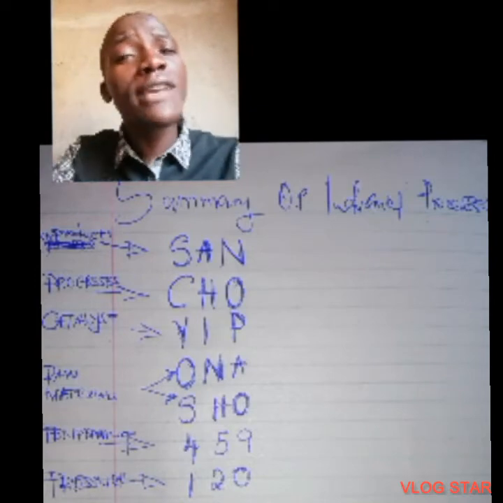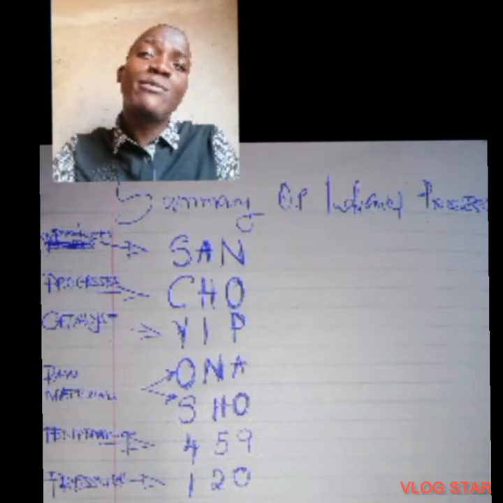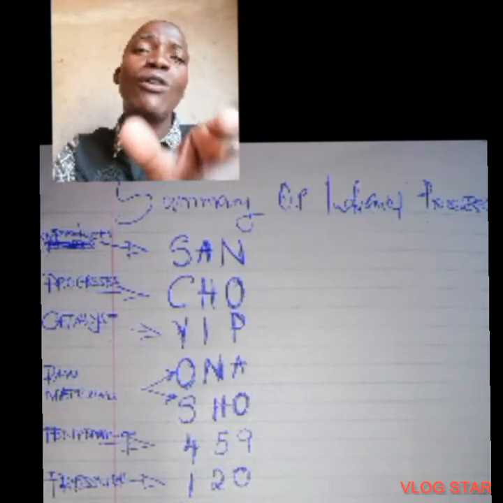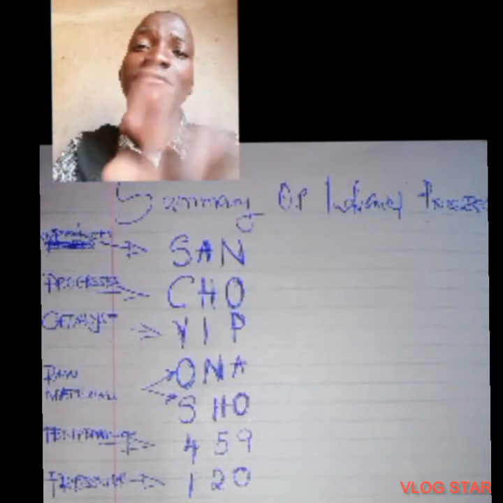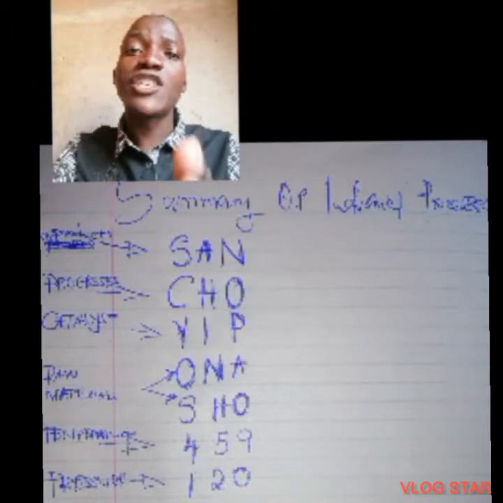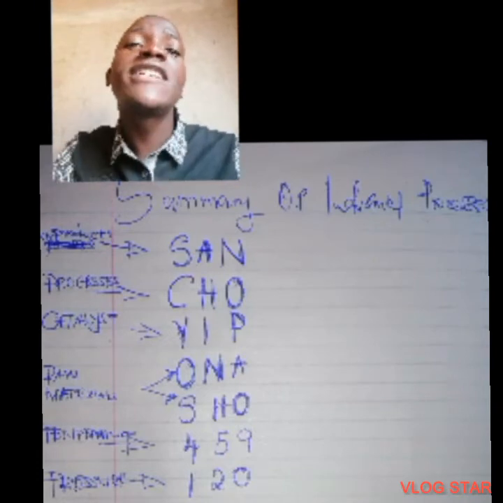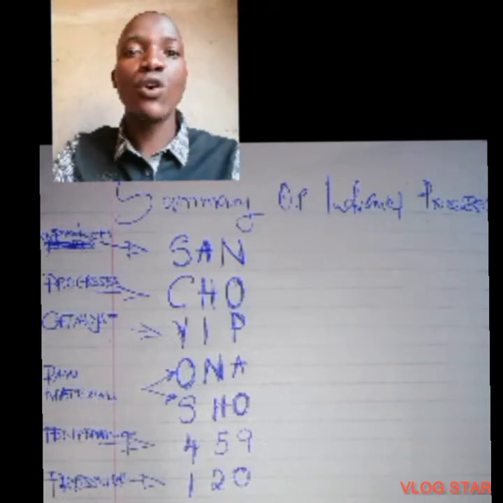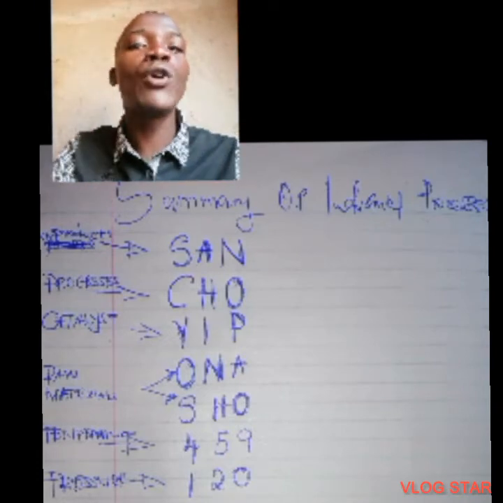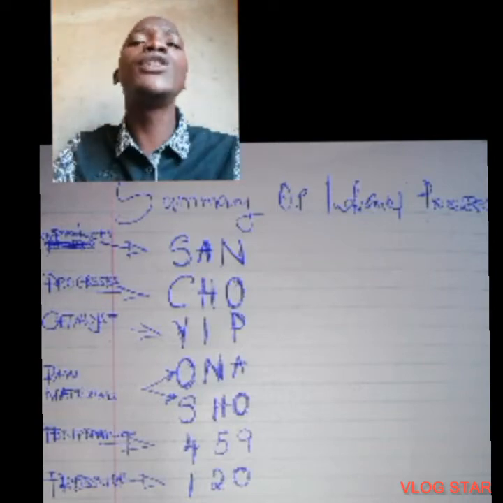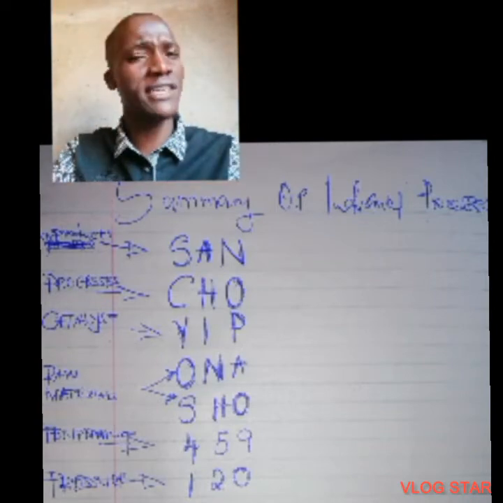All right, I'm going to explain. This mnemonic is very simple. It summarizes all the industrial processes, namely the manufacture of sulfuric acid, the manufacture of ammonia, the manufacture of nitric acid. So, Sancho VP Onasho is the mnemonic that we use to summarize the industrial processes.